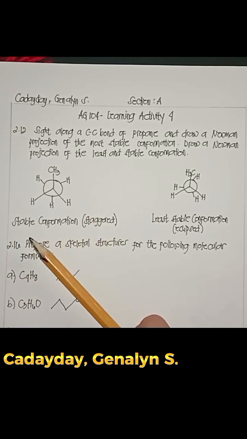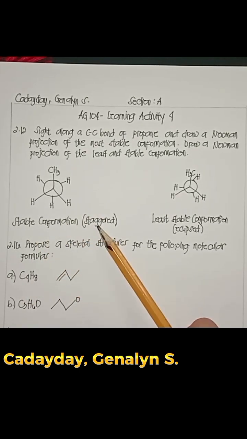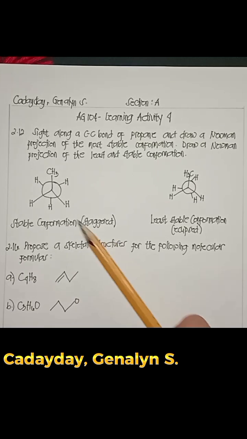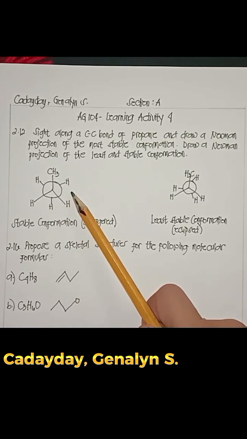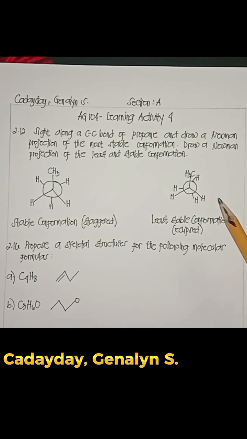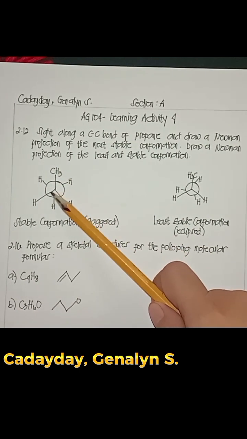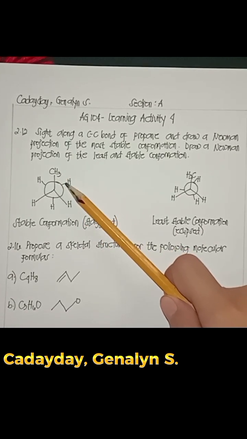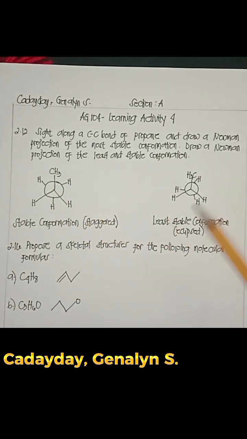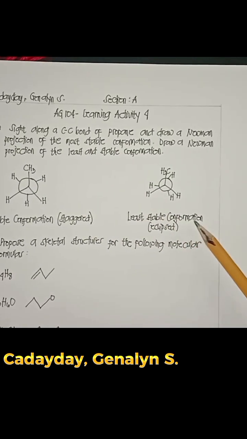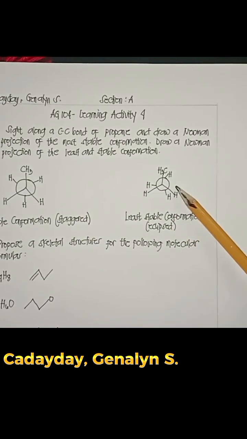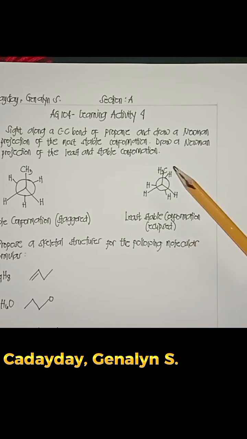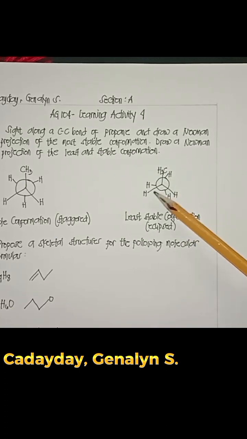Now this is our stable conformation, or the staggered, and the carbon-hydrogen bonds are as far away as possible. So this is our carbon 1 in front, and our carbon 2 is the back carbon. The least stable conformation is as close as possible, so the carbon-hydrogen bonds are as close as possible.